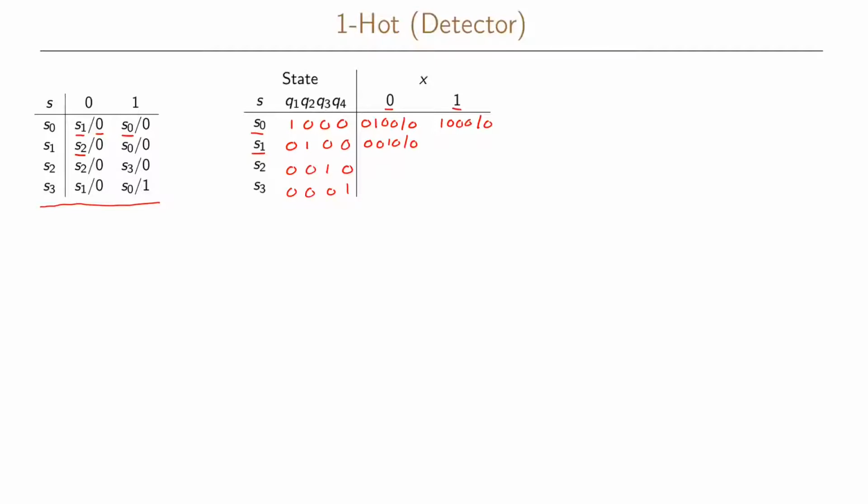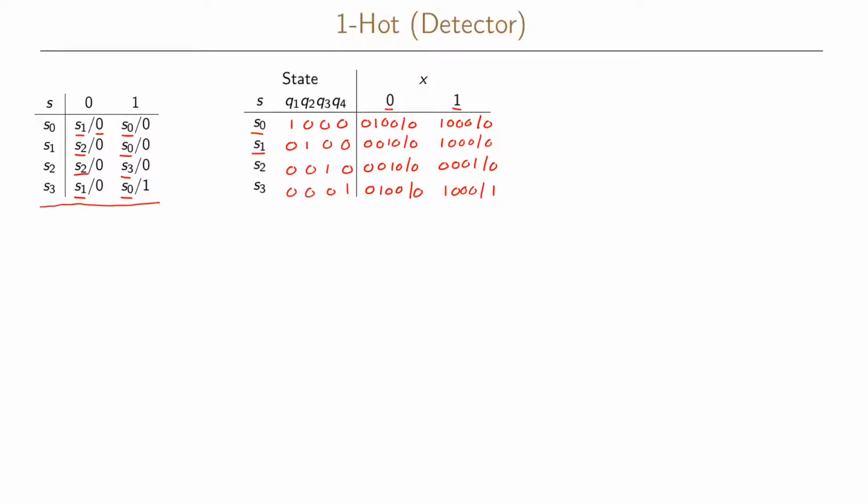And with the input 1, we go to the state S0, so we go to 1, 0, 0, 0, and we output a 0. If we are in state S2 and we have a 0 as an input, we stay in state S2. So here we represent this as 0, 0, 1, 0 with output 0. And with a 1 as an input, we go to state S3. So here we go to state 0, 0, 0, 1 with a 0 as an output. And if we are in state S3 with a 0 as an input, we go to state S1. So this will be represented as 0, 1, 0, 0, and the output here will be 0. And finally, if we have a 1 as an input, we go to state S0, which we denoted 1, 0, 0, 0, and the output here will be a 1.